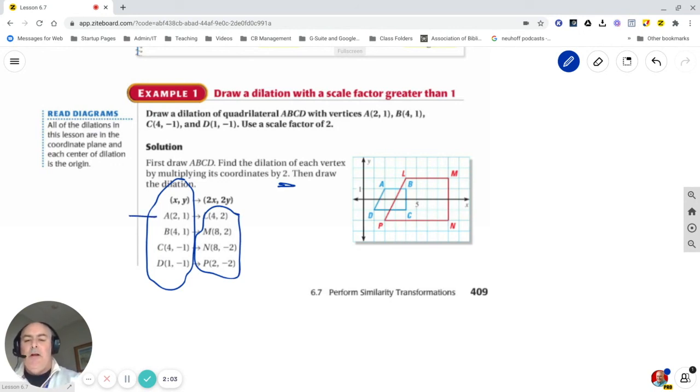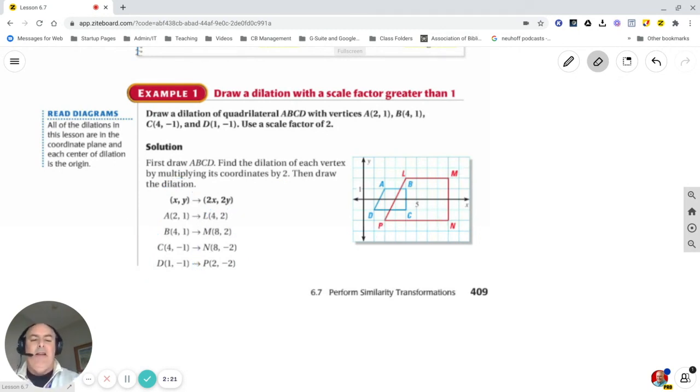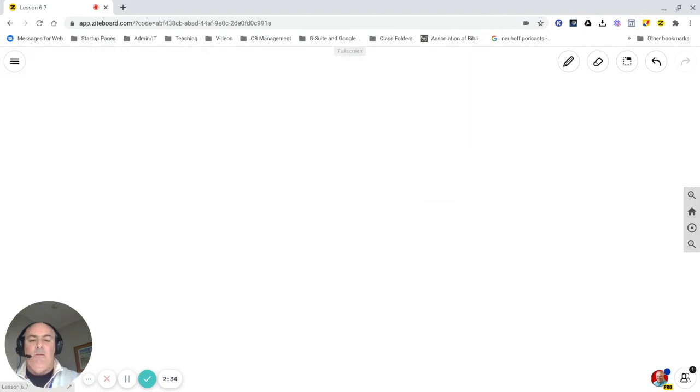So (2, 1), when I multiply by 2, I get (4, 2). (4, 1) goes to (8, 2), and so forth. Now I'm able to plot all 4 of my new points, draw my figure, and what I've created is an enlargement by a scale factor of 2. Obviously, we see that from the drawing, but I knew that was going to be the case because my scale factor was bigger than 1.